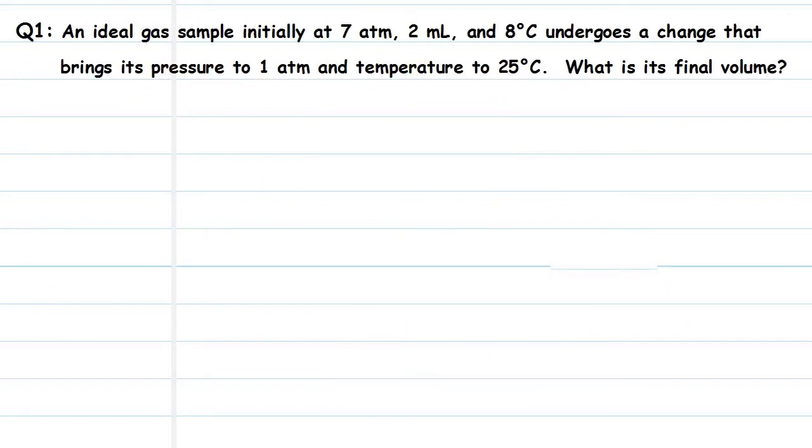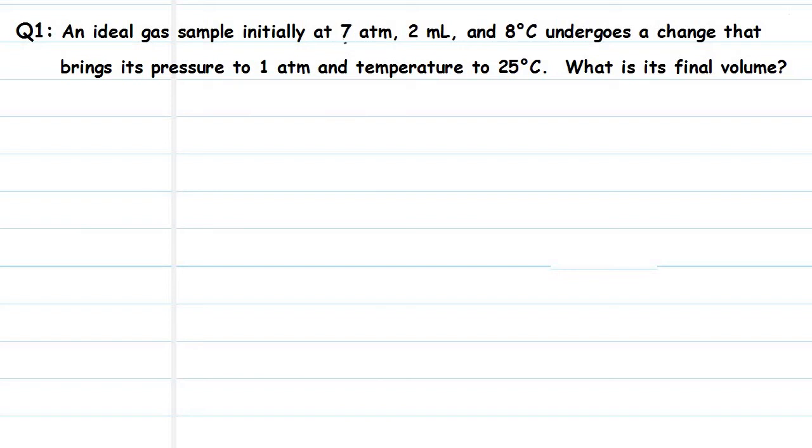For this one, an ideal gas sample initially at 7 atm, 2 mL, 8 Celsius undergoes a change that brings its pressure to 1 atm and temperature to 25 degrees Celsius. What is its final volume? It looks like we are comparing two different situations of gas here. Let's see what they give us here.